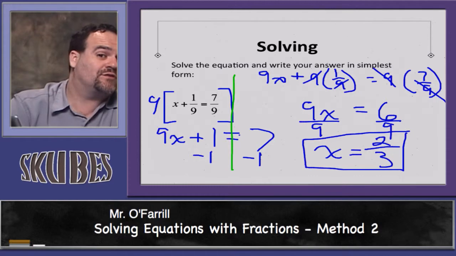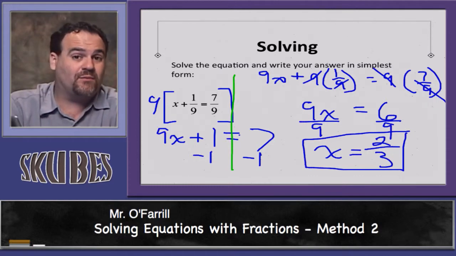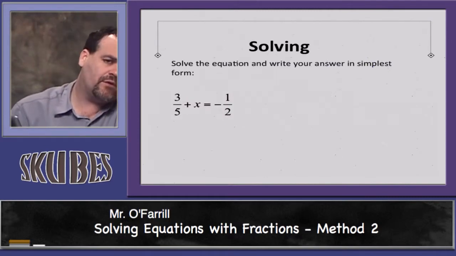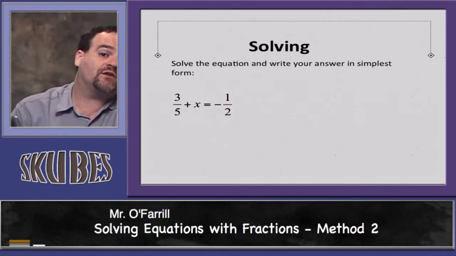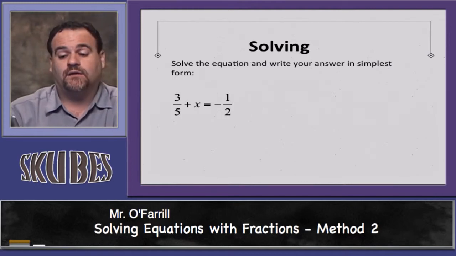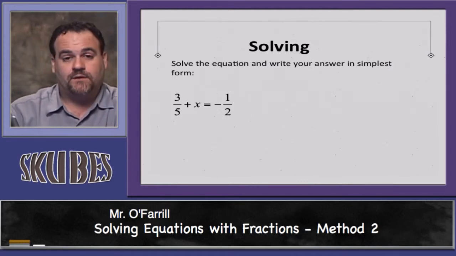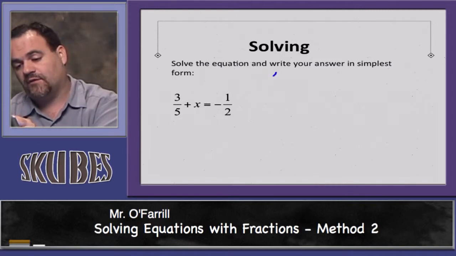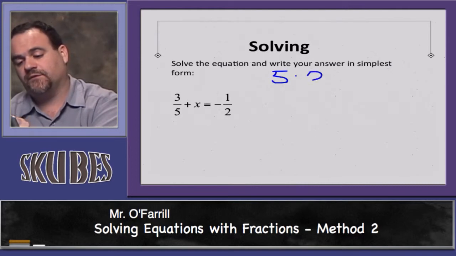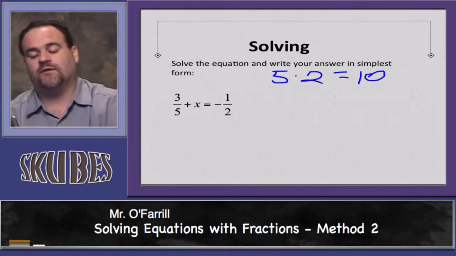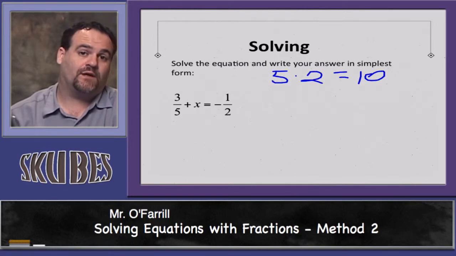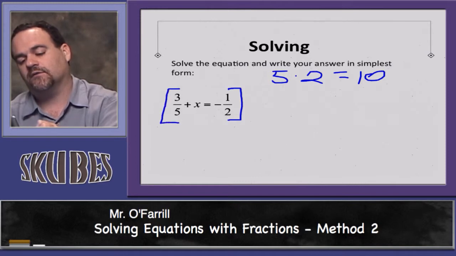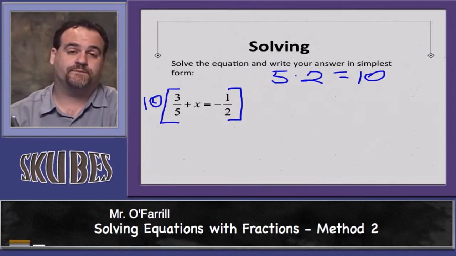Now, that may have not been a major concern of yours when we did this particular problem the first time with method 1, but when we came back to this problem, if you remember, there may have been some issues because we had to create like denominators. So just like on the last problem, let's look at our denominators. We have the number 5 and the number 2. If I multiply that together, I get 10. And that's the key to this problem. We're going to multiply everybody by 10.